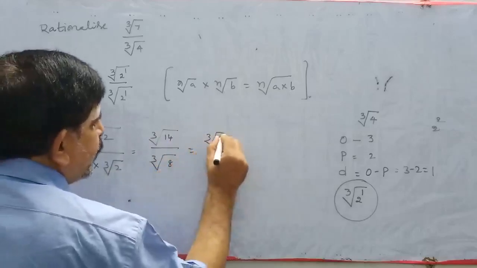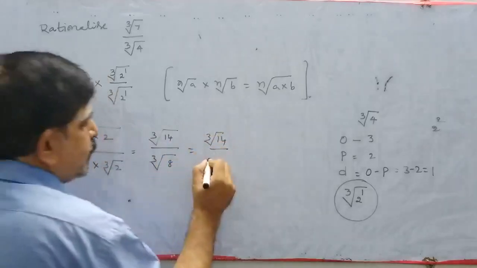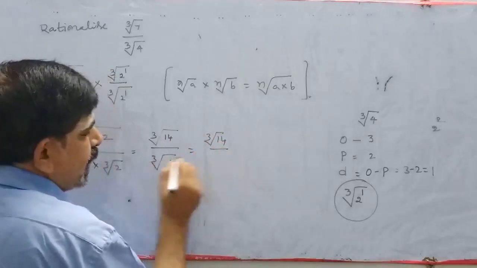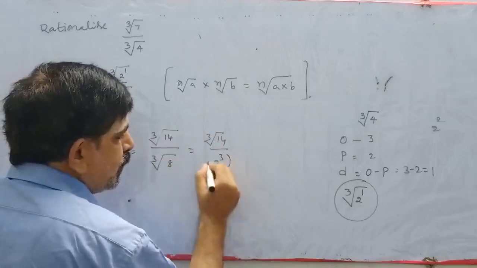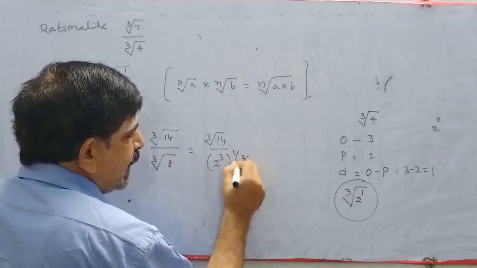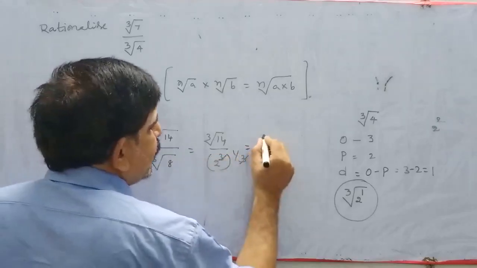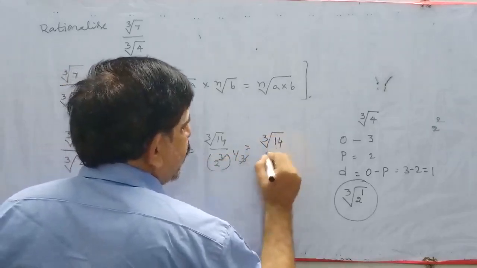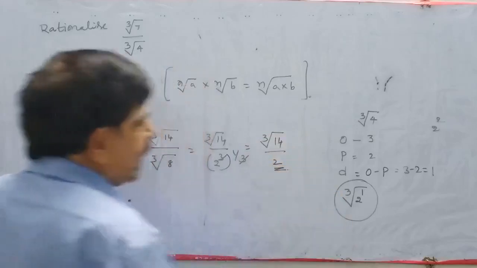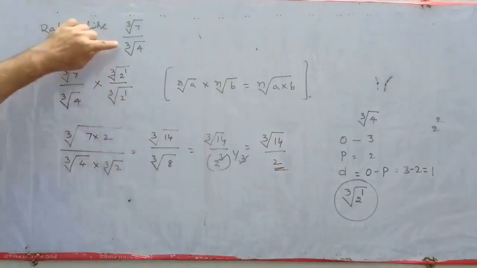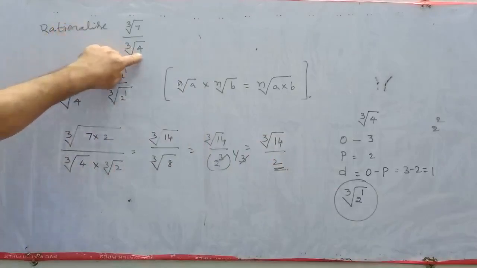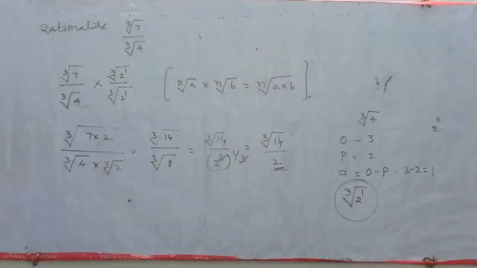Now cube root of 14 by cube root of 8. The cube root can be written as whole to the power of 1 by 3, and 8 can be written as 2 cube whole to the power of 1 by 3. Then the 3 gets cancelled. Then cube root of 14 by 2. So this is the rationalized form. Okay. What is the rationalizing factor of the denominator? Cube root of 4 is cube root of 2. Okay. Thank you.